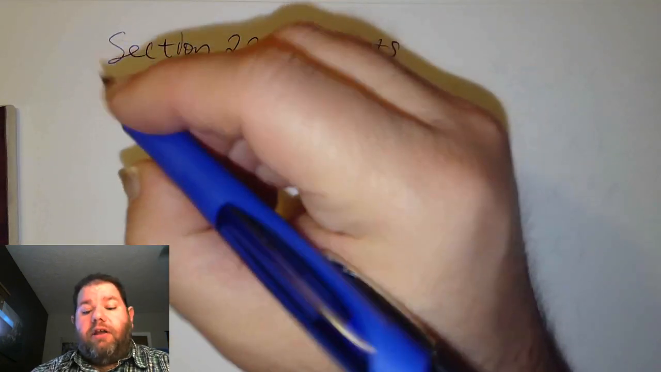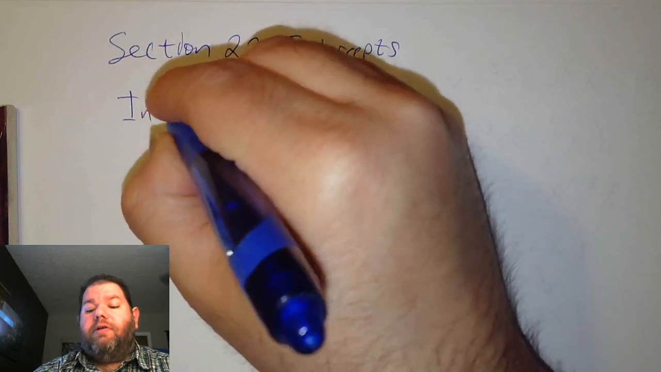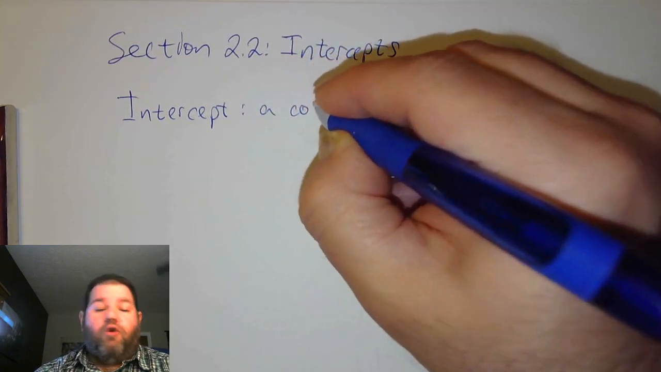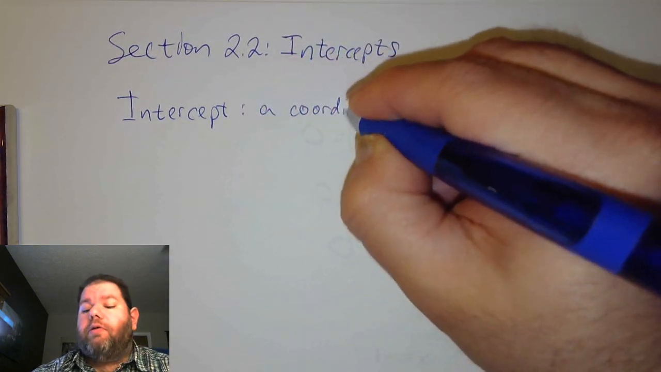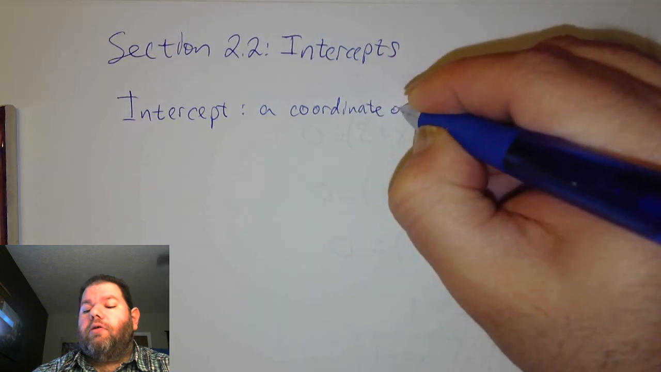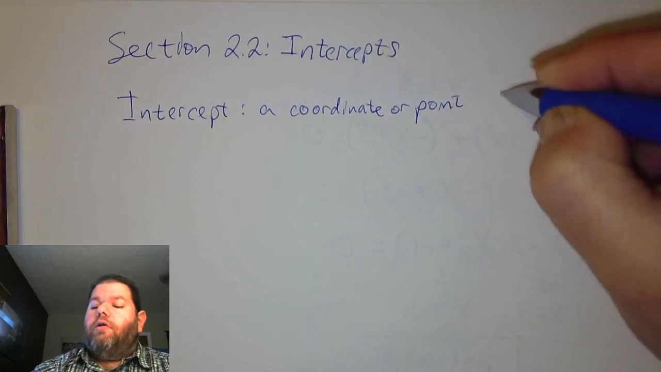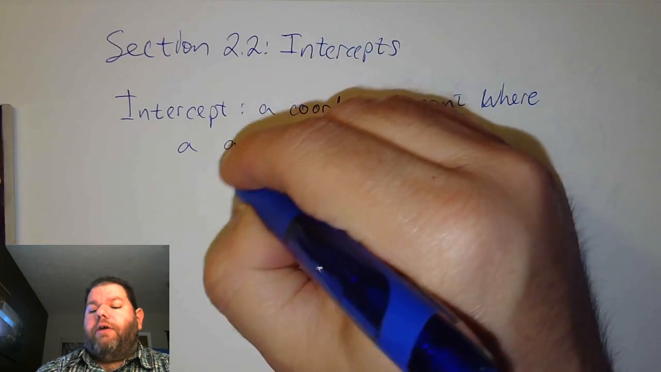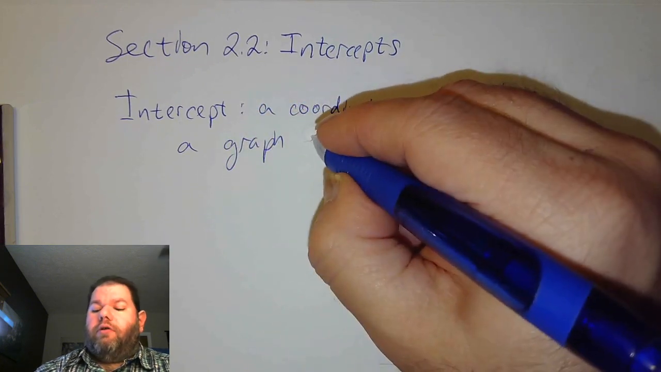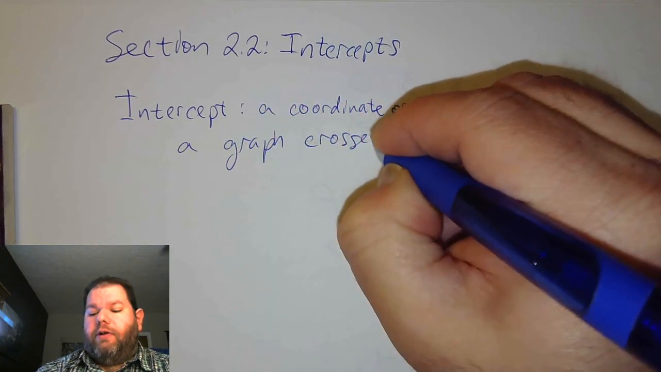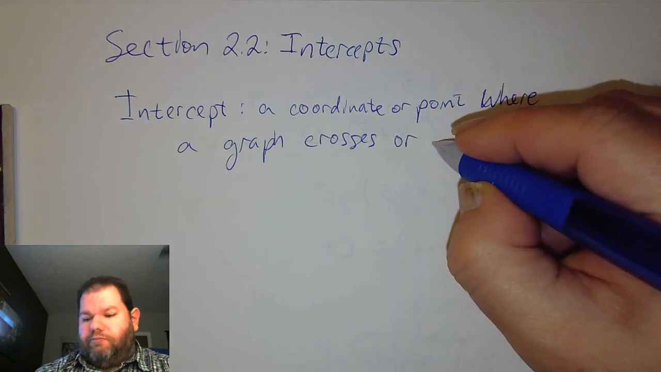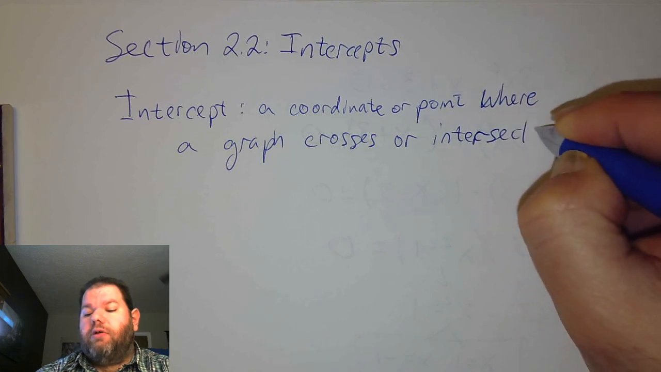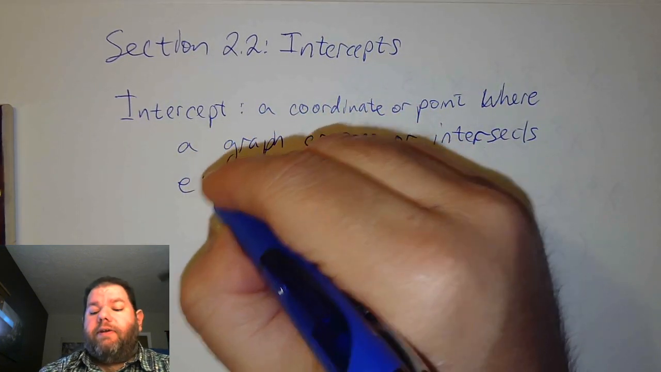And the idea of an intercept, this is a coordinate or point where a graph crosses or intersects either the x or y axis.